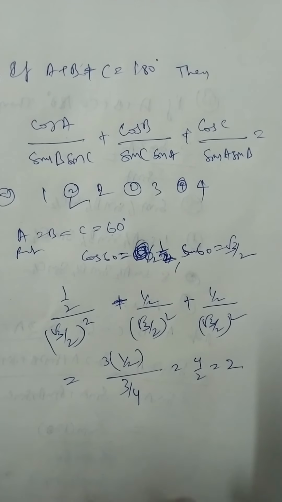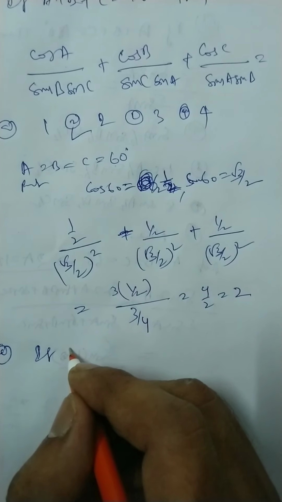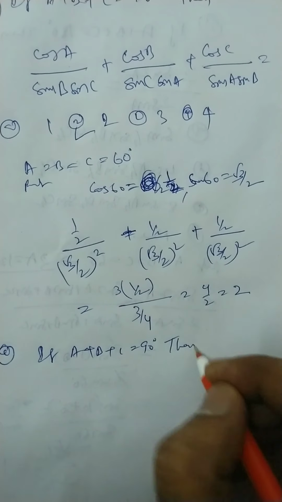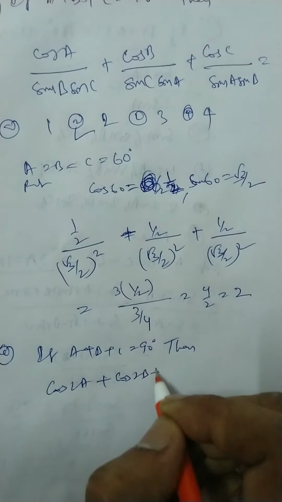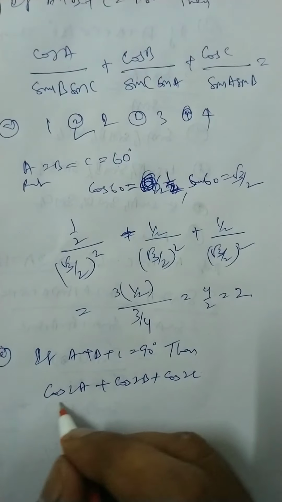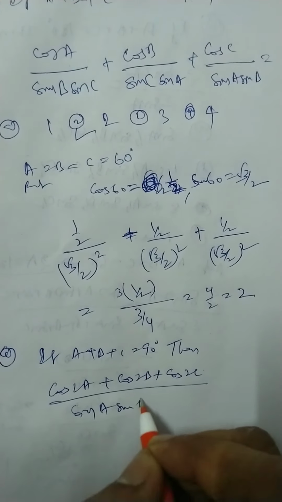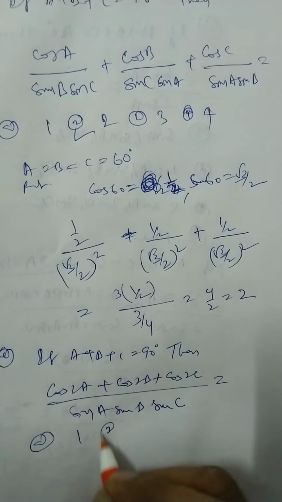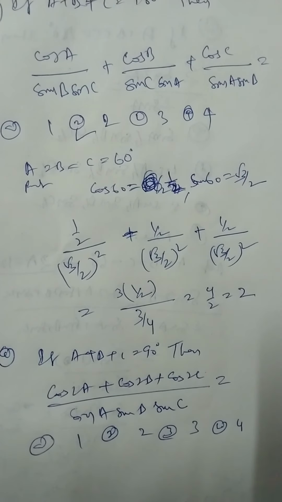Now we consider another problem. If A plus B plus C is equal to 90 degrees, then the value of cos 2A plus cos 2B plus cos 2C by sin A sin B sin C is equal to. The options are 1, 2, 4. So you have been given here A plus B plus C is equal to 90 degrees.